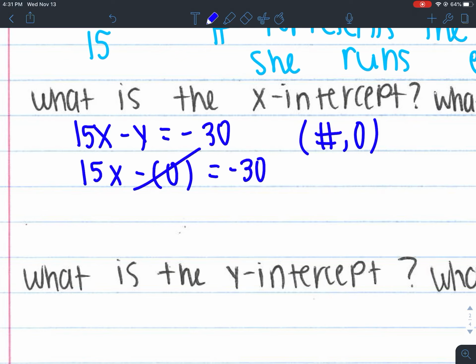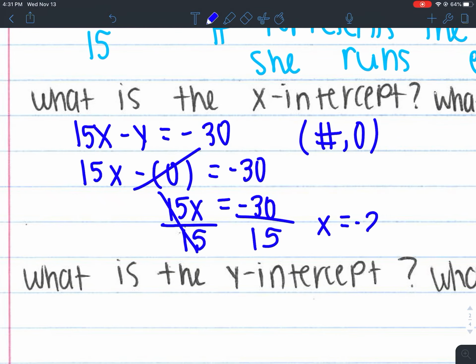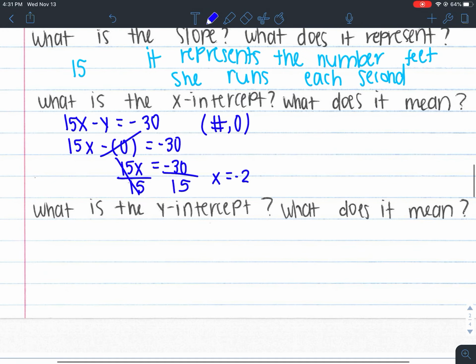We're trying to find the x-intercept. Well, that's just going to cancel. So you have 15x equals negative 30. And we want to solve for x because we're trying to find our x-intercept. So you divide both sides by 15, and you get x equals negative 2. So what is your x-intercept? Negative 2 comma 0. Now what does it mean?